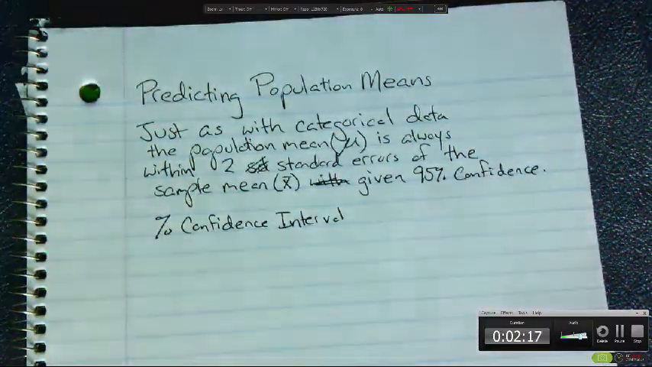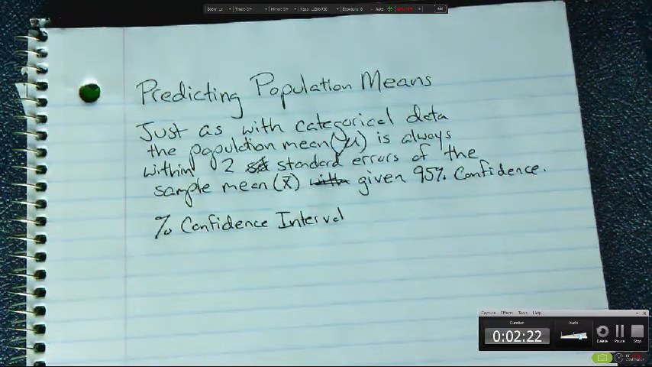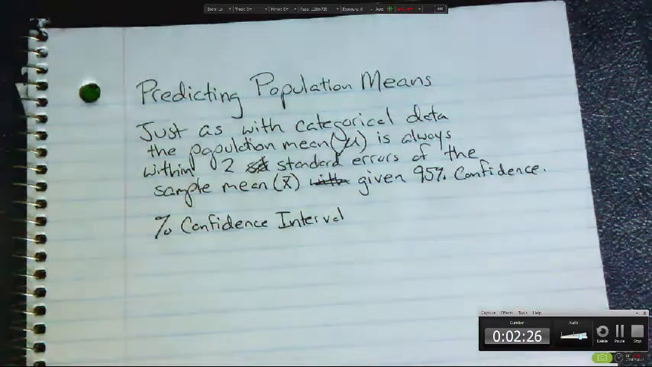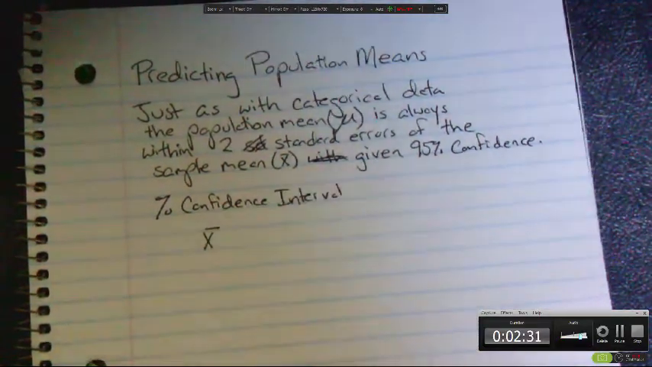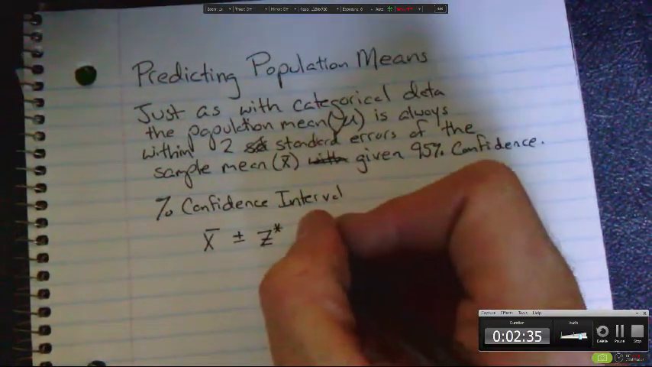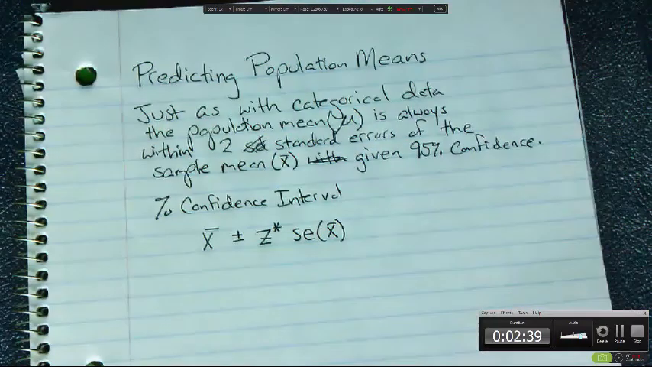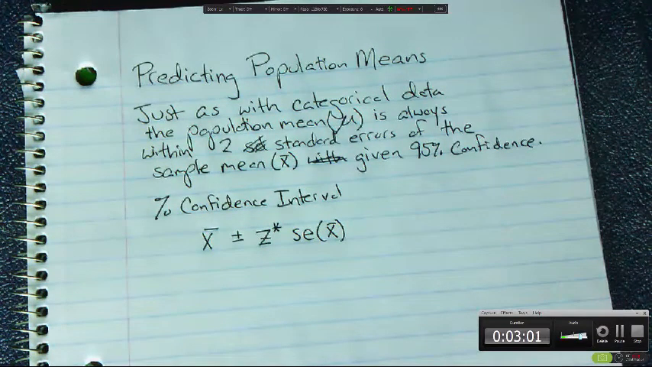The confidence interval for proportions was P hat, the sample, plus or minus Z critical standard errors of P hat. The percent confidence interval for means is going to be sample mean plus or minus Z critical standard errors of the sample mean. P hat and sample mean are the same idea. P hat is when you deal with categorical data, and sample mean, X bar, is when you're dealing with quantitative data. It just depends on what kind of data you're working with, because X bar is a numerical value, not just a proportion of the data set.